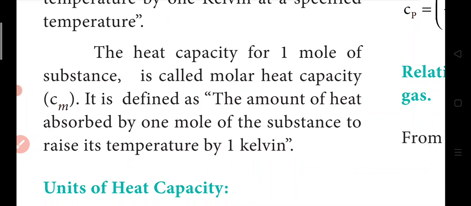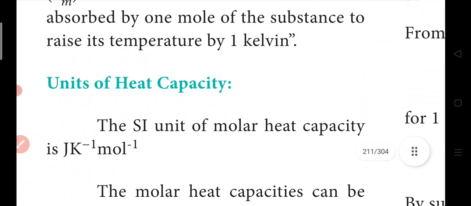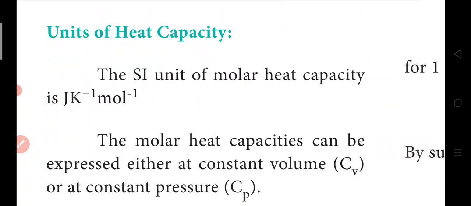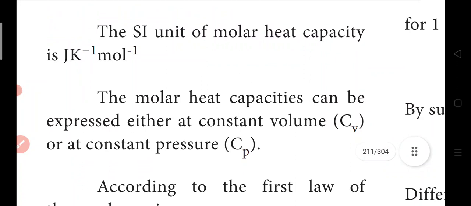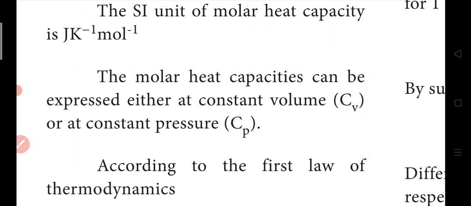It is defined as the amount of heat absorbed by 1 mole of a substance to raise its temperature by 1 Kelvin. So, the amount of heat absorbed by 1 mole of the substance to raise its temperature by 1 Kelvin is the heat capacity. When we say 1 mole of substance, it is molar heat capacity. So, what is the unit of heat capacity? It is joule per Kelvin per mole. Molar heat capacity can be expressed either at constant volume or at constant pressure.